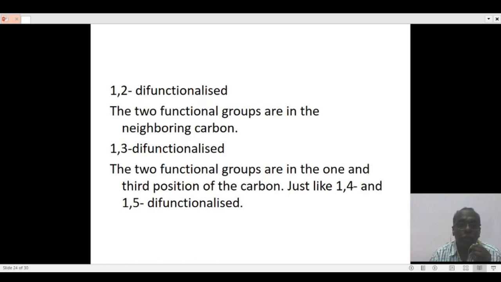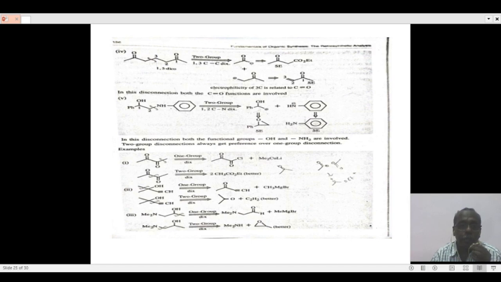Then 1,2 difunctionalized: here the two functional groups are on neighboring carbons. 1,3 difunctionalized: two functional groups are at the 1st and 3rd positions of the carbon chain, just like 1,4 and 1,5 difunctionalized. Here the first example is 1,5 difunctionalized. A ketone is present on the first carbon and a ketone on the 5th carbon. It is 1,5 difunctionalized. We are going to break at the 3rd carbon. Therefore, it is 1,3 disconnection.